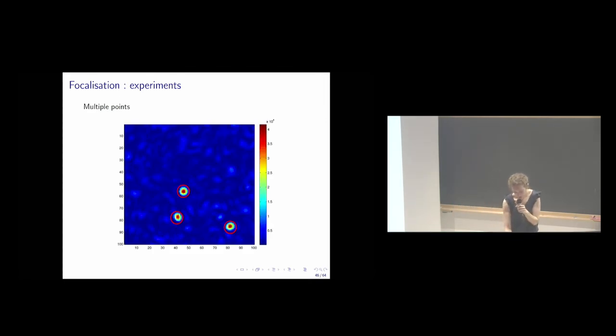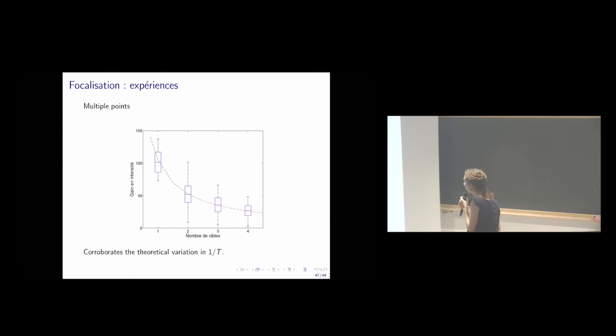Okay, and for multiple points, you have here the enhancement factors as a function of the number of targets, and also you see here the theoretical variation. This is some observation you get in the literature, the variation in 1/t. So, you see that this corroborates. This is what we should expect in this kind of configuration.